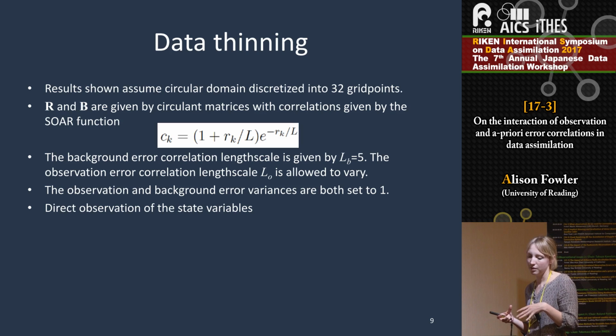So for this, again, a very simple experiment where I have a circular domain discretized into 32 grid points, and my R and B matrices are given by circulant matrices with correlation functions given by the SOAR function. In these experiments, my background error correlation length scale will be fixed at 5, and my observation error correlation length scales will vary. And just to make the figures look slightly nicer, the observation and background error variances are both set to 1. Again, I'll be using direct observations of the state variables.